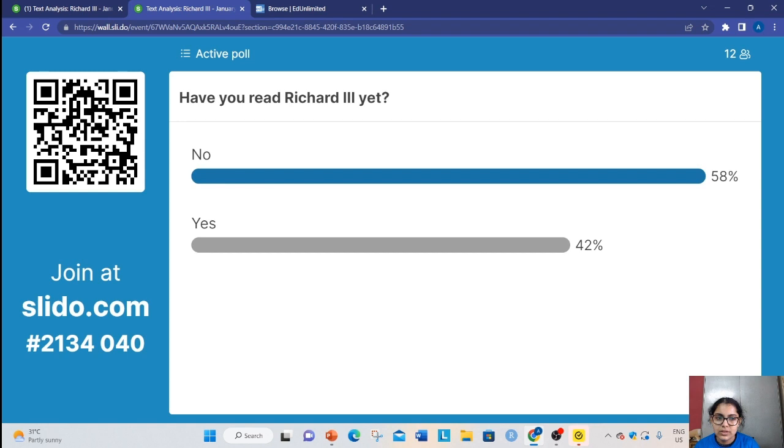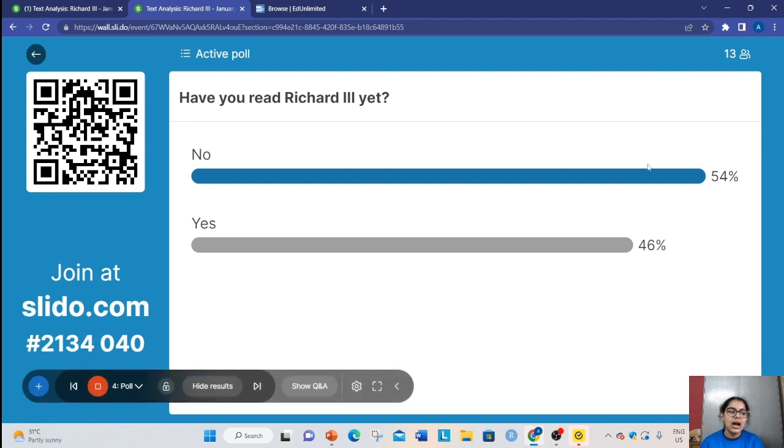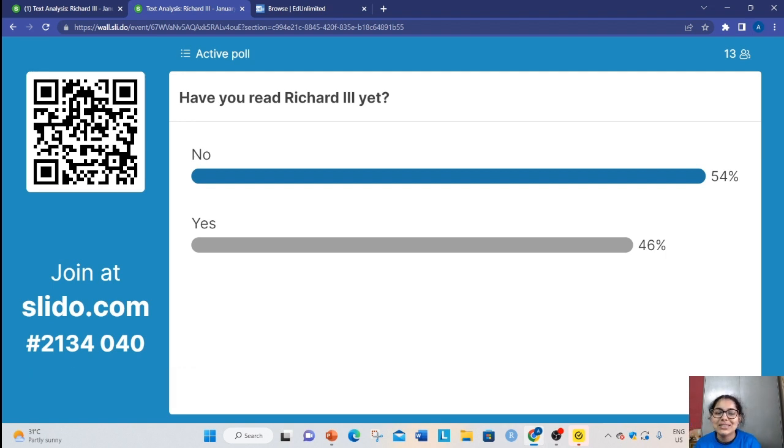Okay. So most of us now haven't read it. That's all good. And I've got a plot summary in there for us, so that is not a problem at all. We're going to go through it, and hopefully after we go through it, you'll feel like, actually, this is a very interesting play. Let's go home and read it.